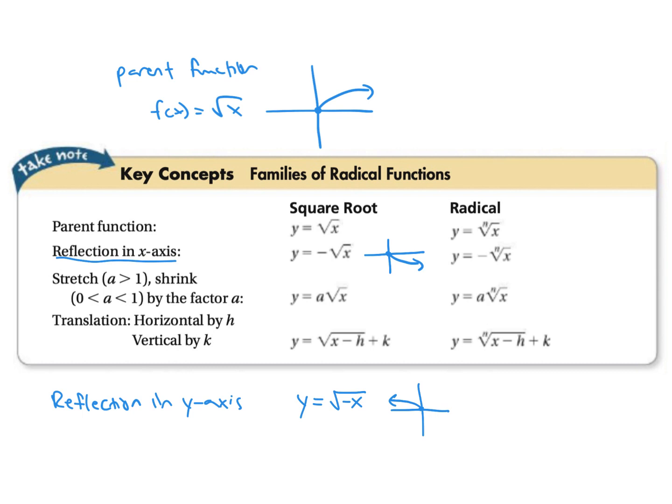And just like with our other functions, if there's a number out front, that's a vertical stretch or shrink, depending on the value of a. If a is greater than 1, it'll be a stretch. If a is between 0 and 1, it will shrink or compress. And then our translation rules are the same. A number added or subtracted on the inside is a horizontal translation. And remember, that's opposite land.